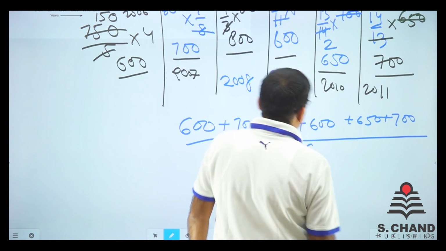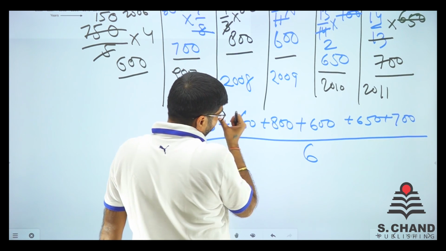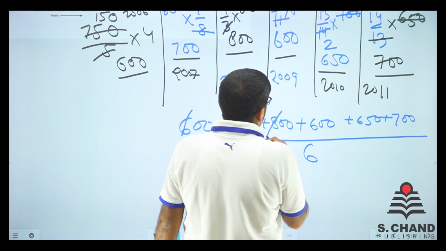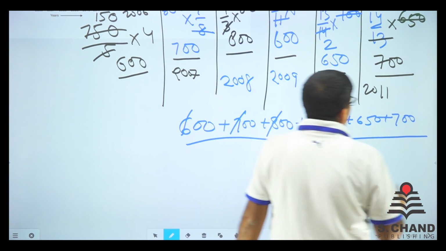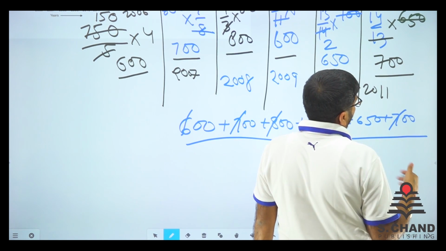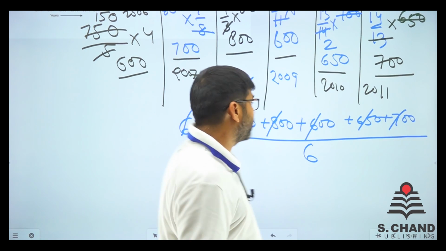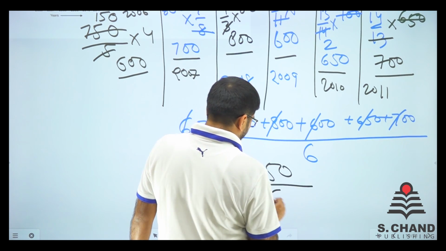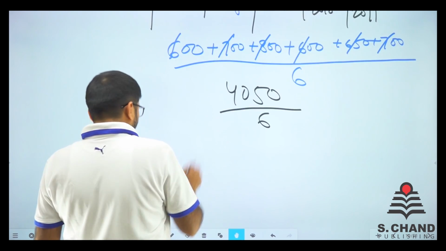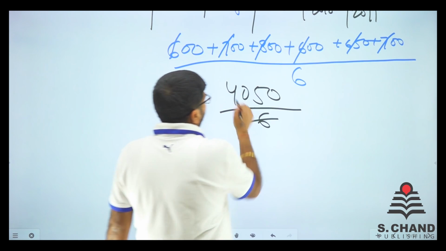So we have got what to do? 6 and 7, that is 13. Then 13 and 8 is 21. 21 and 6 is 27. 27 and 7 is like 34. 34 and 6.5, that is 40.50. So we have got 4050 by 6. Let's do it. Divide by 6. Directly I should do divide by 6.